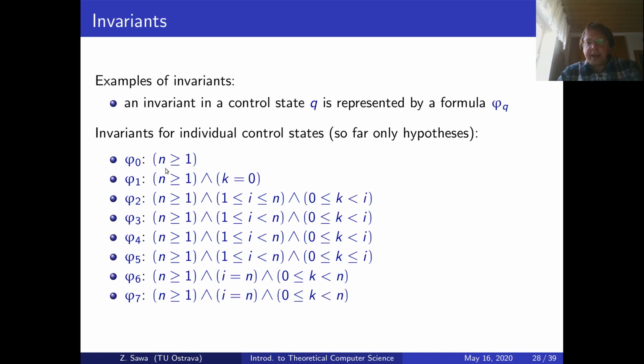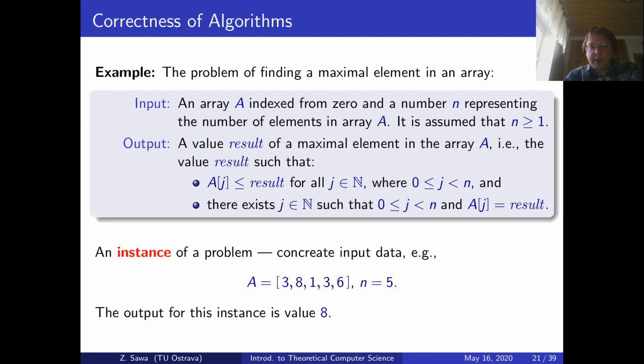Probably at the beginning we cannot say anything about the values of I and k. We can just be sure that n is greater or equal to 1, because we assume that at the beginning, according to the specification of the input. If I go back here, we assume that we consider only those inputs where n is greater or equal to 1.